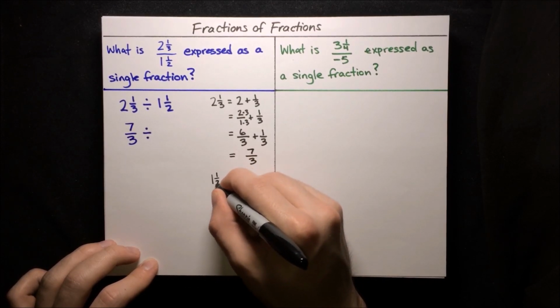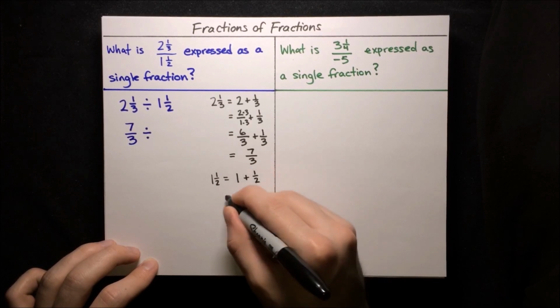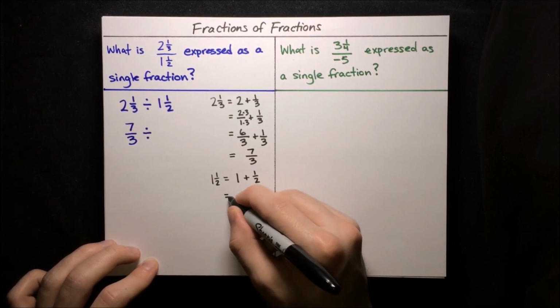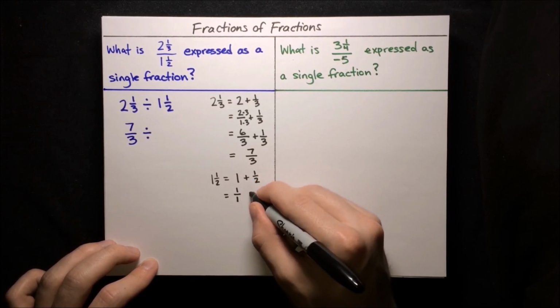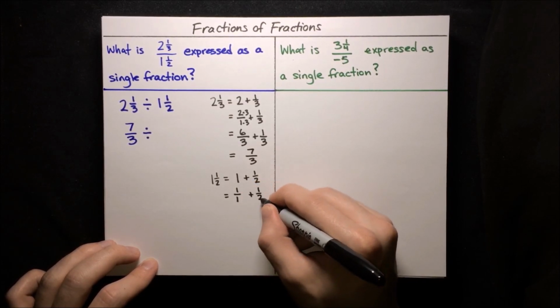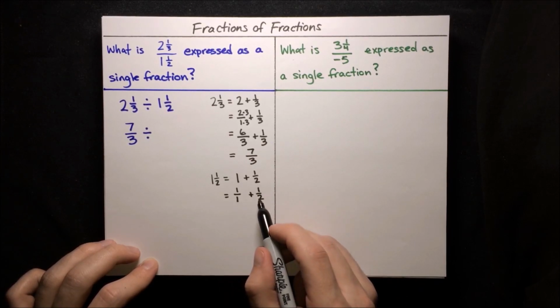1 1/2 is equal to 1 plus 1/2. And 1, an equivalent fraction for that is just, well, 1 over 1. That's probably the easiest one. So that plus 1/2. But we need the denominators to be the same. Right now they're not. We have 1 and 2 as denominators.